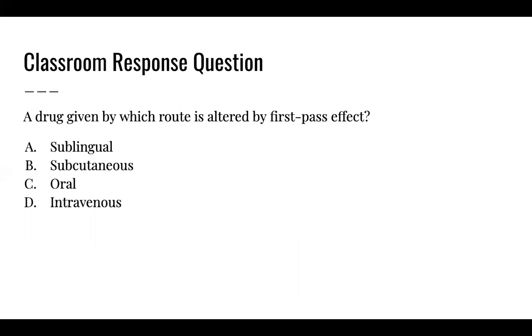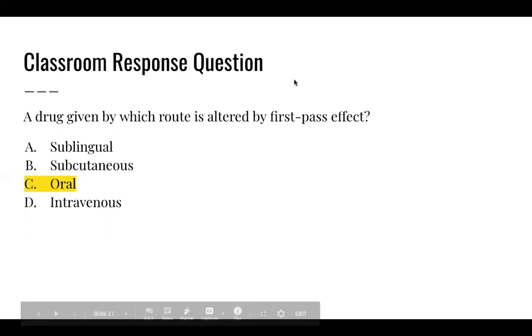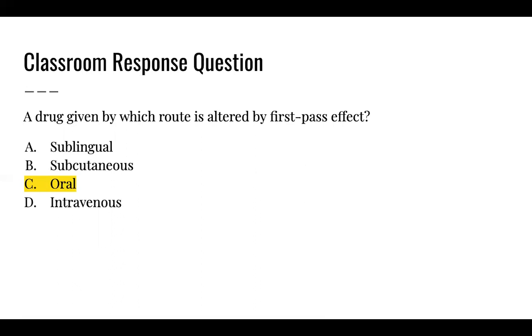So thinking about that, a drug given by which route is altered by the first pass effect? We have sublingual, subcutaneous, oral, or intravenous. It is the oral route. With a sublingual medication, it is absorbed under the tongue. Subcutaneous is a parenteral form that goes through the fat. Intravenous goes directly into the bloodstream. So oral drugs are going to first pass through the liver, which is going to decrease the amount that can get to the bloodstream.